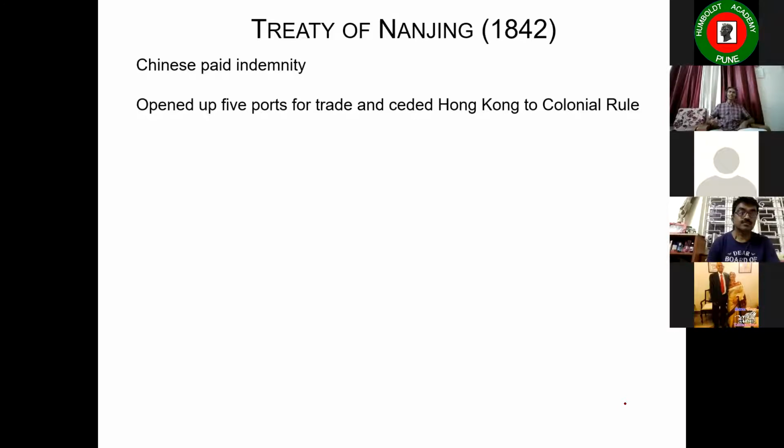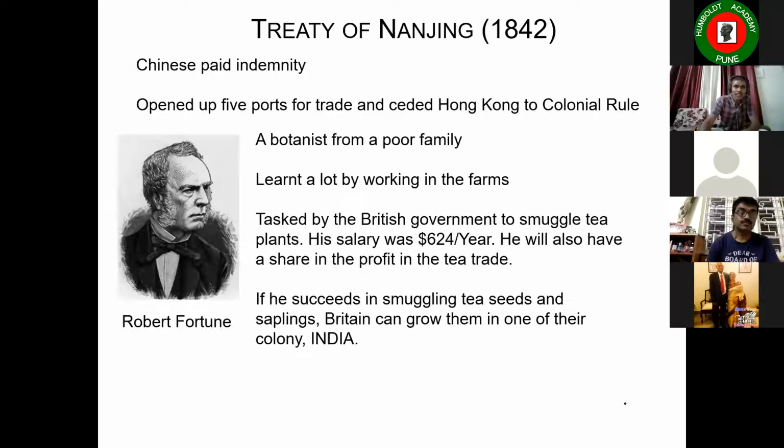In that time, if you look, the British won almost all the wars. Similarly, they won this war, and then came the Treaty of Nanjing. So the Chinese paid indemnity and opened up 5 ports. Earlier, only Canton Port was accessible for foreign trade, but China had to open up 5 ports, and Hong Kong became a colony as part of the Nanjing Treaty. So one of the agriculture produce was a reason, not the primary reason probably, but one of the reasons, to make Hong Kong a colonial region.